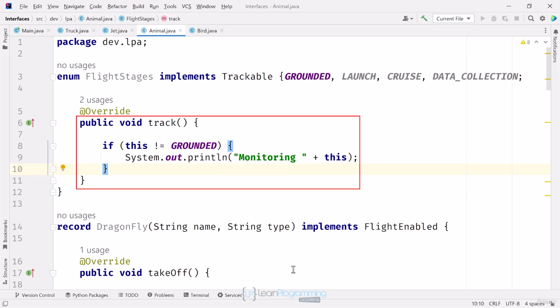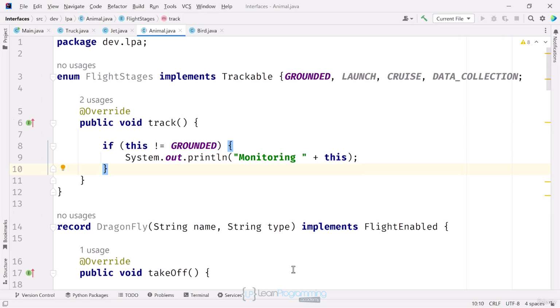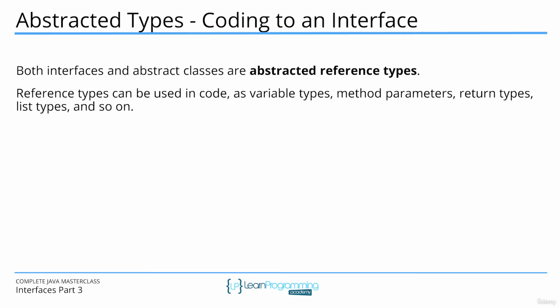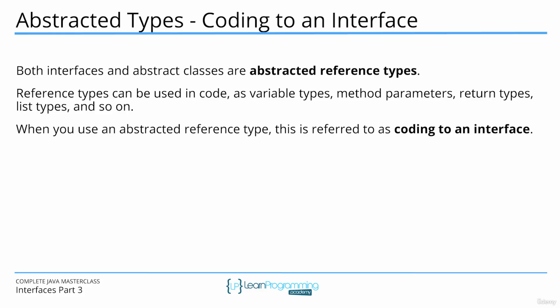I'll come back to this method in a bit, but what this means is that you can have all these various types of classes implement an interface. This means you can treat these just like other types and refer to them by the interface type. Let's loop back and talk about reference types again now that I've covered both abstract methods and interfaces. Both interfaces and abstract classes are abstracted reference types. And we know reference types can be used in code as variable types, method parameters, return types, list types, and so on. When you use an abstracted reference type, this is referred to as coding to an interface.